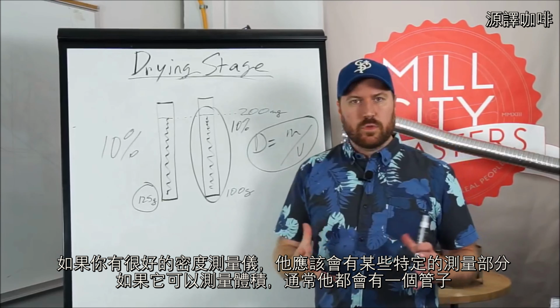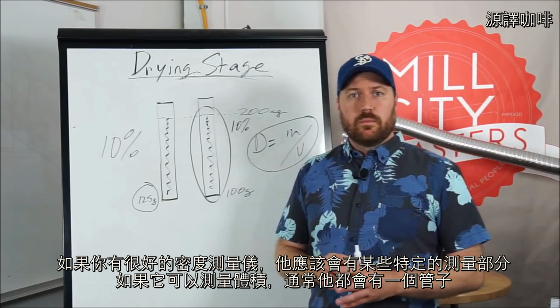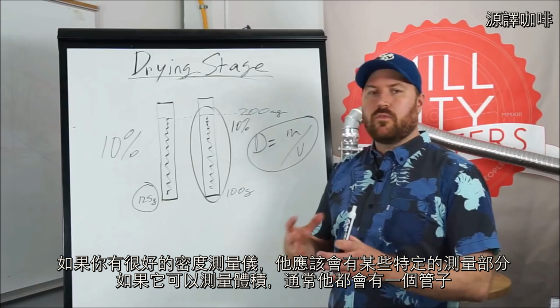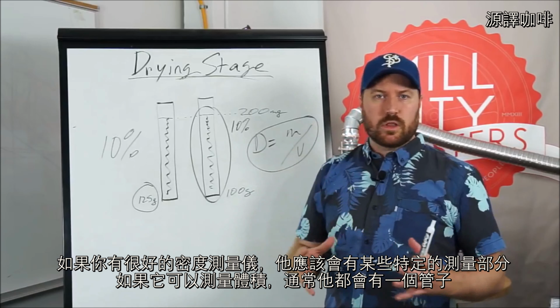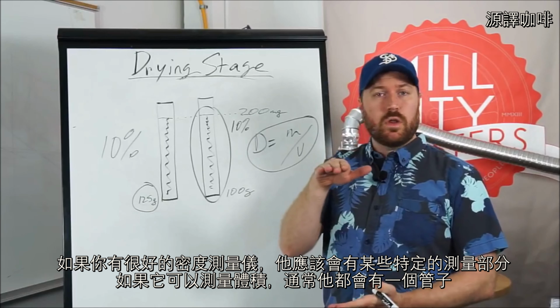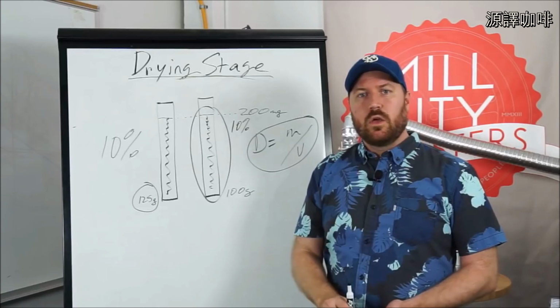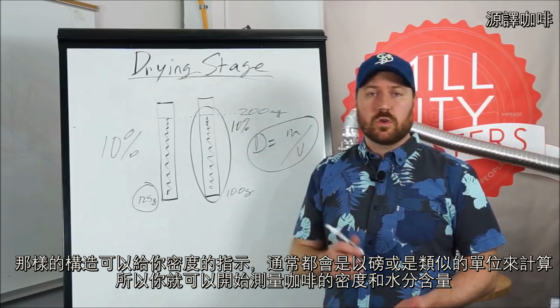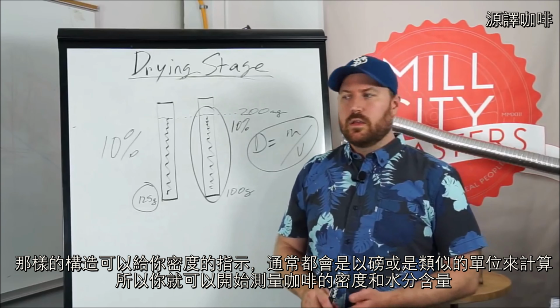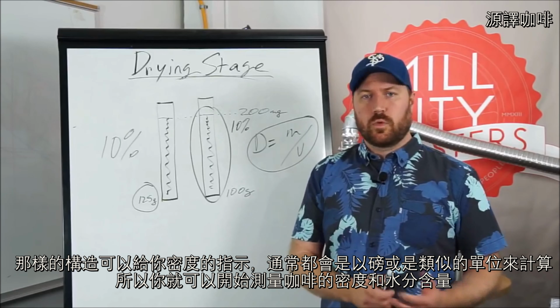If you have a really nice density meter, generally there should be some kind of component. If it has a volumetric component, which a lot of them will have a tube that comes with it, that volumetric component can be used to give you a density reading, which is usually bushels over pounds or something like that, so that you can start charting your density on your coffees as well as your moisture in your coffee.